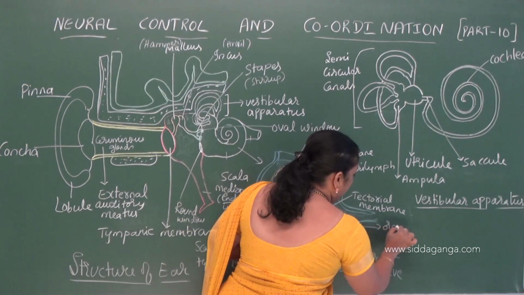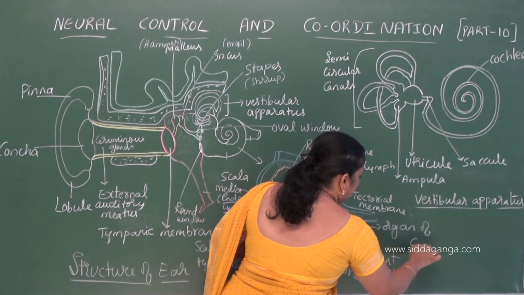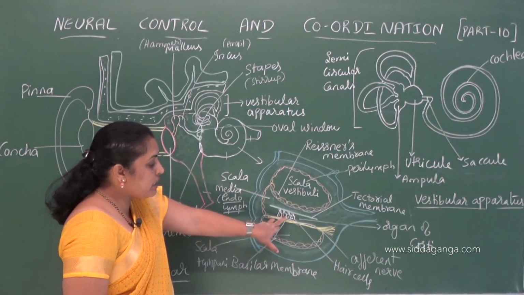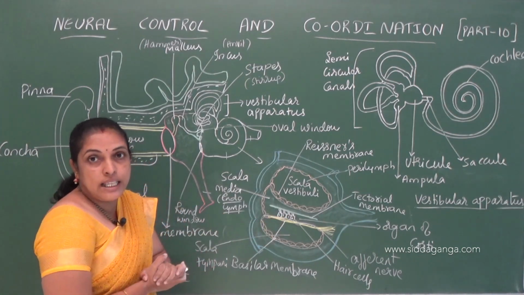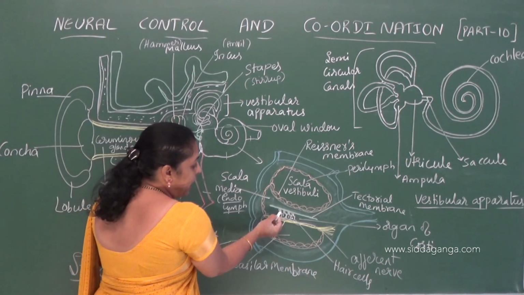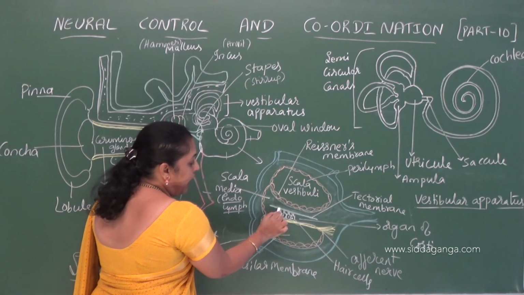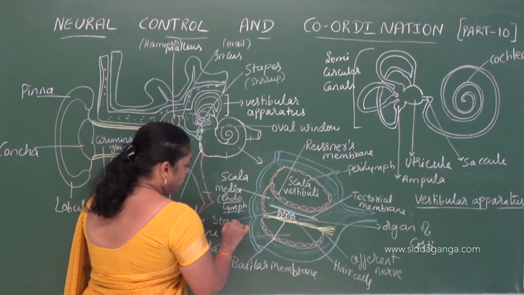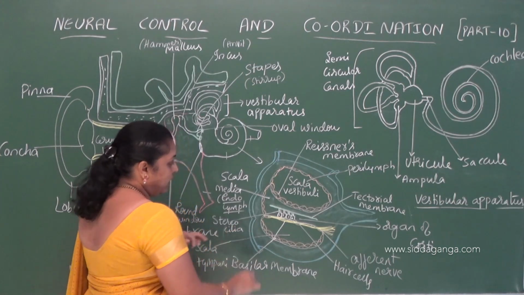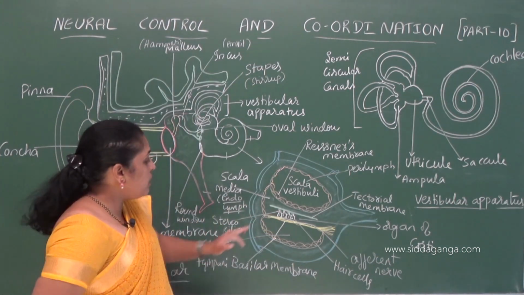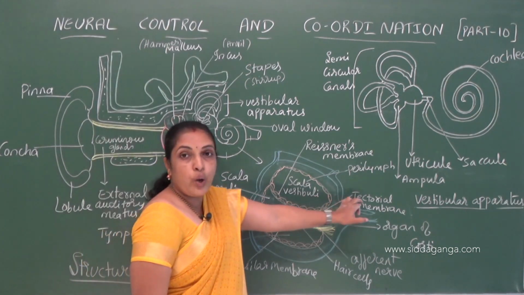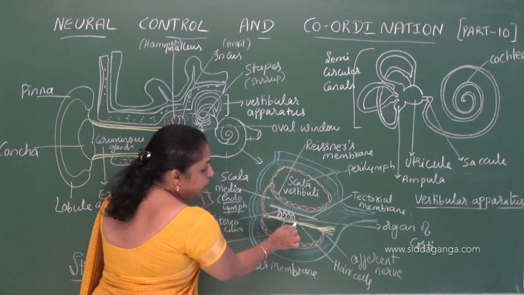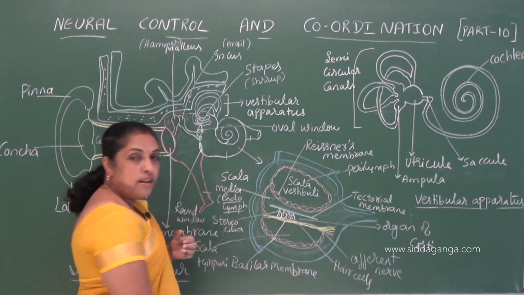It is very important. The organ of Corti contains cells called hair cells. The apical part of that hair cell has hair-like structures called stereocilia. That hair-like structure is in contact with a membrane called the tectorial membrane, and the base of those cells are in contact with the afferent nerve.